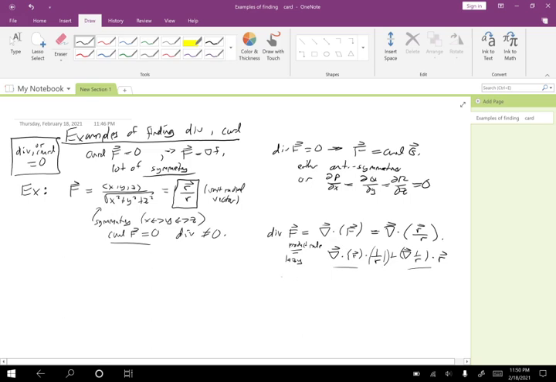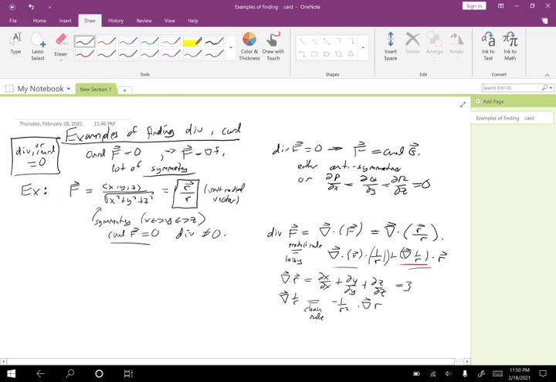So we need to evaluate the divergence of r. This is just dx dx plus dy dy plus dz dz. So this is just 3. On the other hand, the next term that we need to think about is the gradient of 1 over r. I'm going to use the chain rule here to do this one. This should be minus 1 over r squared times the gradient of r.